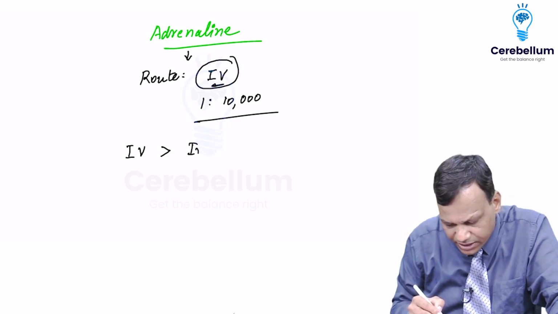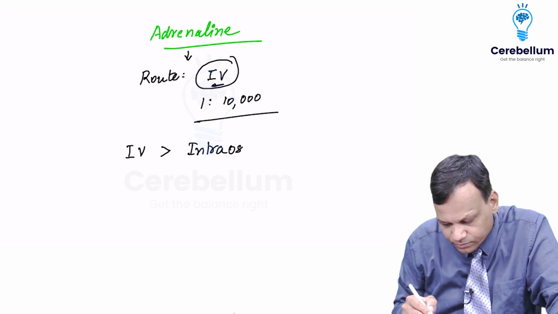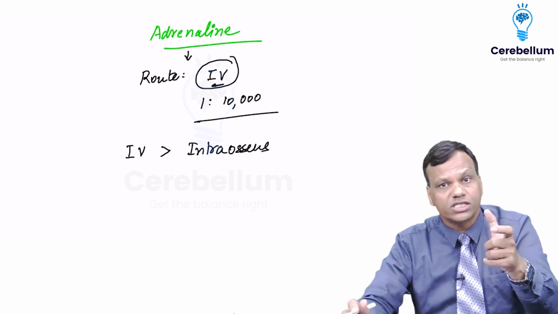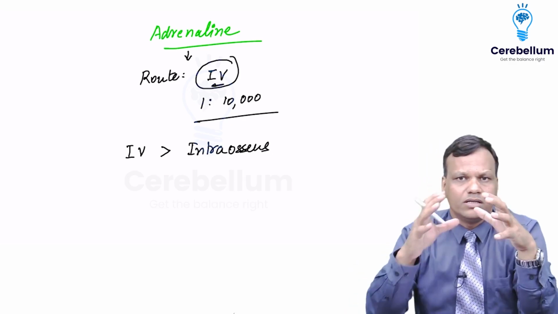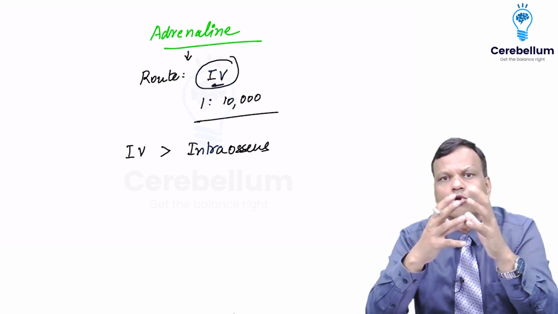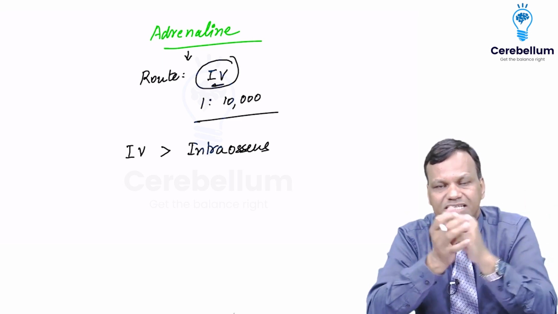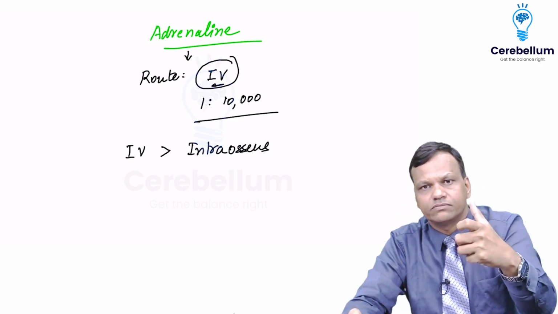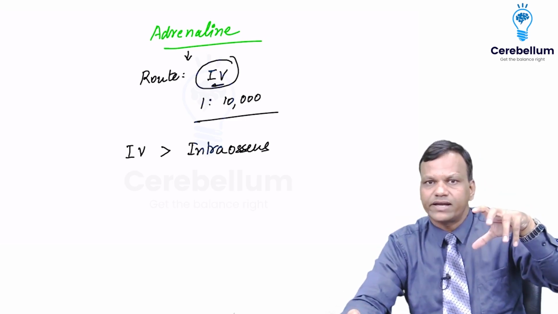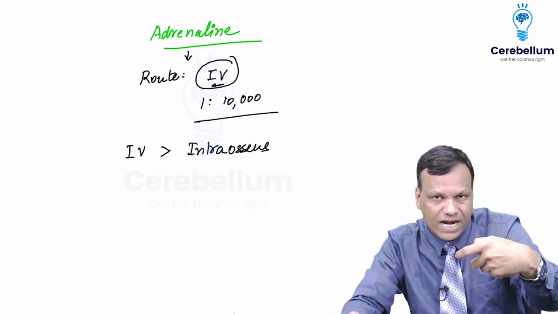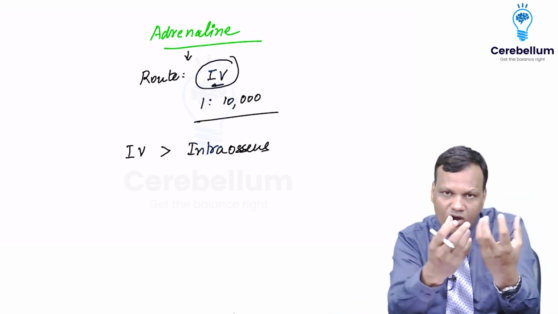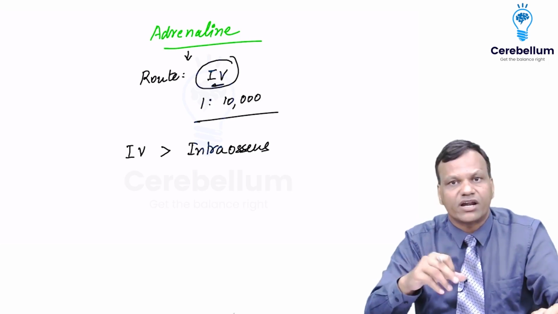It is intraosseous, in the bone. Remember, the venous plexus around the long bones is patent even in cardiac arrest. So we take a special needle and inject adrenaline through that needle into the tibia, so it can be absorbed from the veins around there. So that is intraosseous.